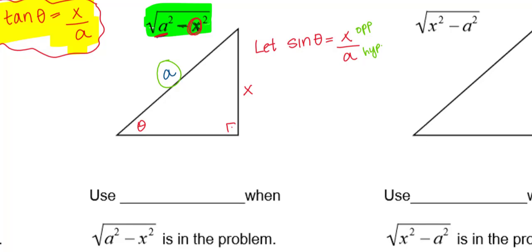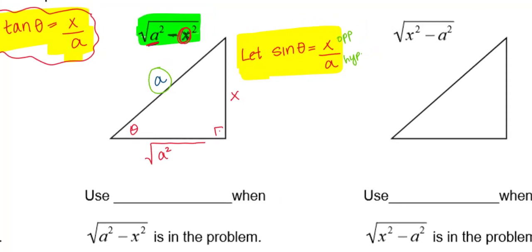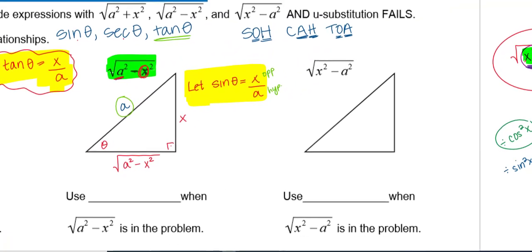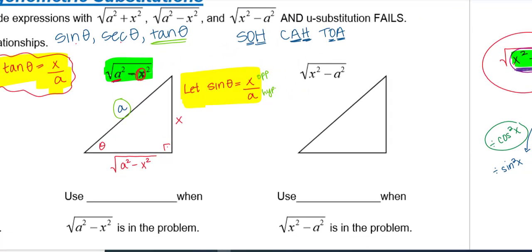So it is in fact let sine of theta be x over a, and so I'll label my triangle accordingly and see if this is going to work. So my hypotenuse was a, the opposite side is x, solve using Pythagorean theorem for the missing side, which would be the square root of the hypotenuse squared minus the leg squared. If that matches the square root that I started with, then I know that this was the correct trig substitution and my square root will simplify.